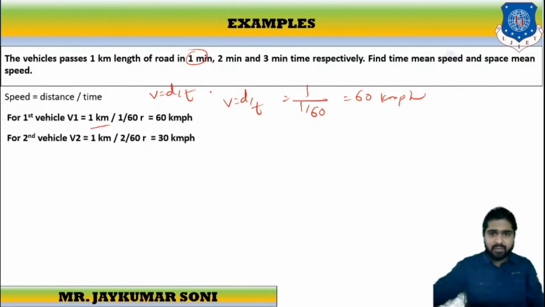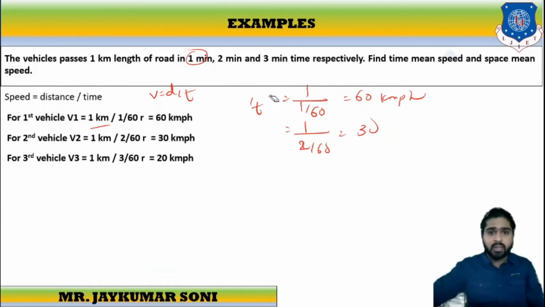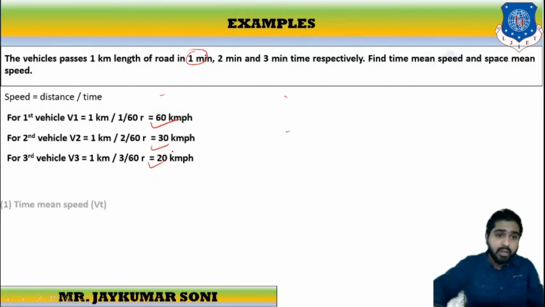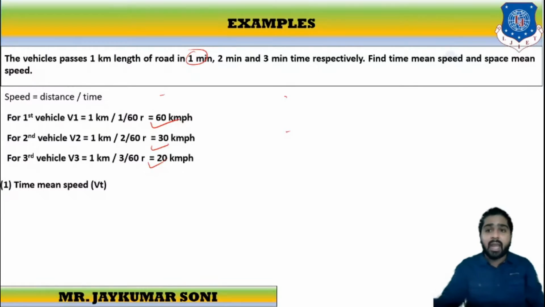Similarly for the second vehicle, it is 1 kilometer only, but it is taking 2 minutes, so 2 by 60. So it will be 30 kmph. And for the third vehicle, it is taking 3 minutes, so it will be 3 by 60, so it will be 20 kmph. So for the first vehicle it is 60 kmph, the second vehicle 30 kmph, and the third vehicle 20 kmph. Now we have to calculate time mean speed as the first part and the space mean speed as the second part.